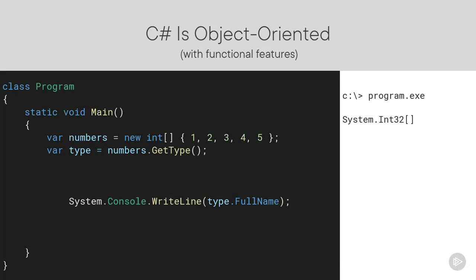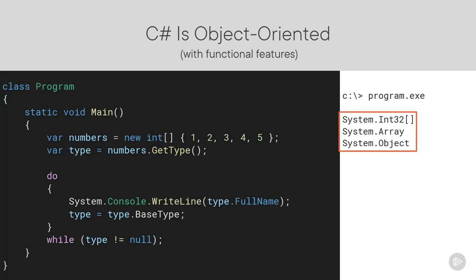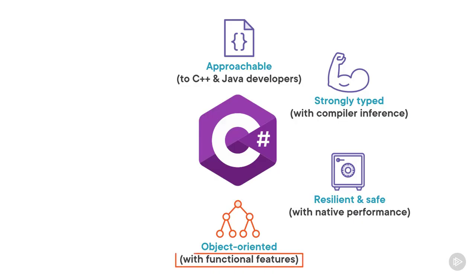We can also go one step further. As it turns out, not only can we use our type reference to determine the name of this type, we can also use the BaseType property of any object to determine whether that type derives from or extends some other type. And if we do this in a loop like so, we can walk the entire inheritance tree until we reach the root of our numbers array's type hierarchy, which, when run, would produce this output. I'll include references to additional courses on C#'s type system and object-oriented nature at the end of this module. For now, let's examine what I mean by functional features.